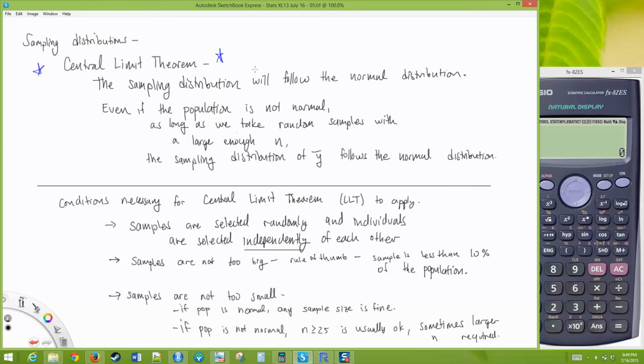But the central limit theorem, sampling distributions will follow the normal distribution as long as these conditions are met, so as long as we're taking samples randomly and they're not too small and not too big, which is rarely the case, that they're too big, the sampling distribution of y bar will follow the normal distribution. Okay, so that's a useful thing to keep in mind.